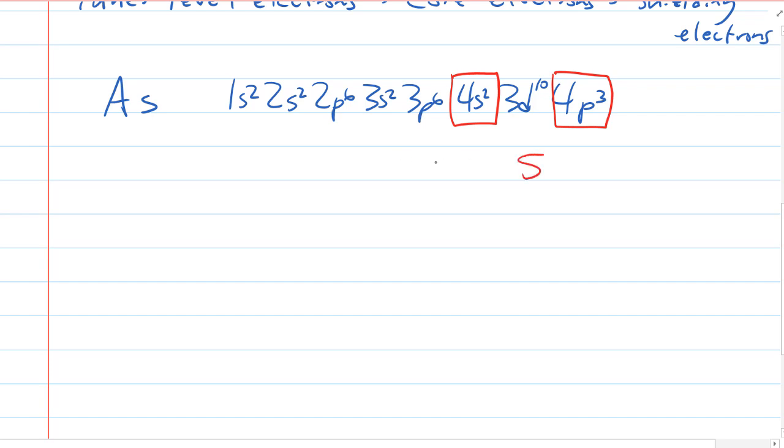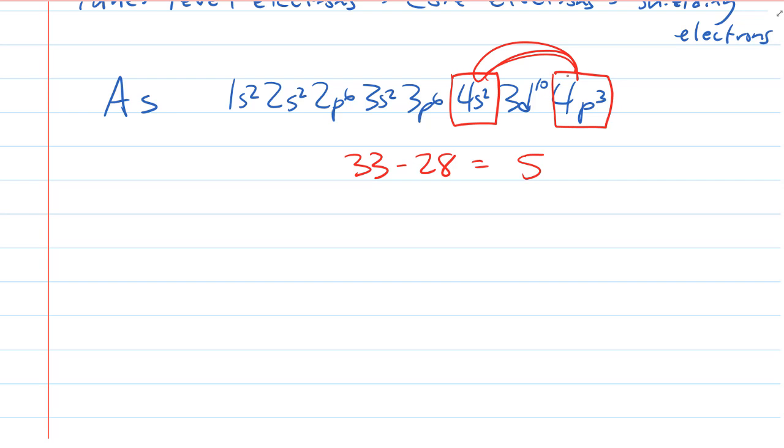If you're not sure how to get that, how many electrons does arsenic start with altogether? 33. How many inner level electrons are there? 28. Exactly. So we have these 5 right here that are from the valence shell. And again, we get the valence shell based on the fact that we have that 4th energy level, and they're showing the 5 electrons in it.